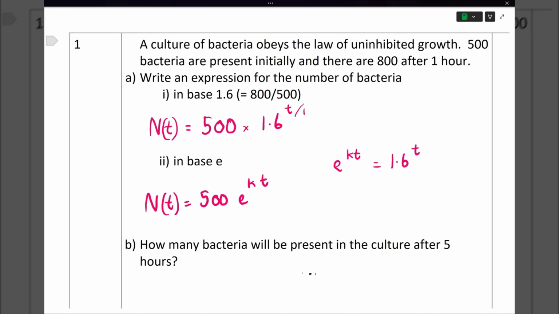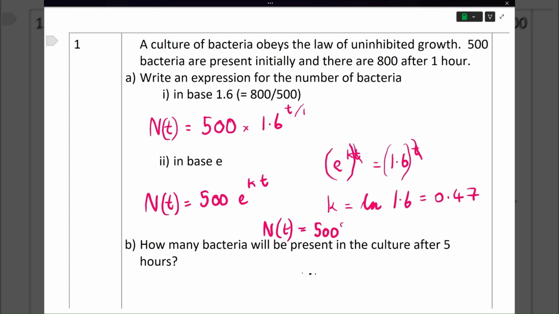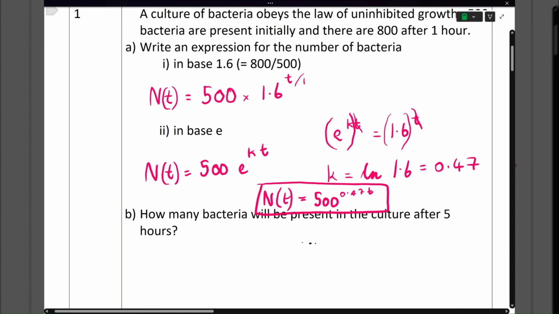So this I could write as e to the power of k, to the power of t, and this I could write as 1.6 to the power of t. So I can take the tth root of both sides. So k is equal to the natural log of 1.6, which is 0.47. I'm just going to write it to two significant figures. So that gives me N as a function of t is equal to 500 times e to the 0.47t, again assuming t is in hours when I write it down.